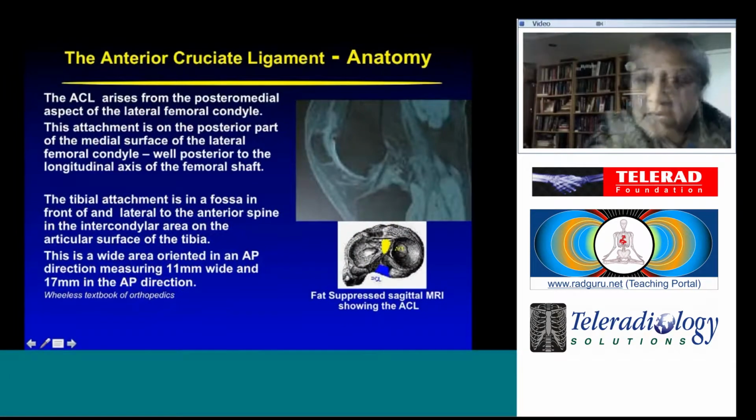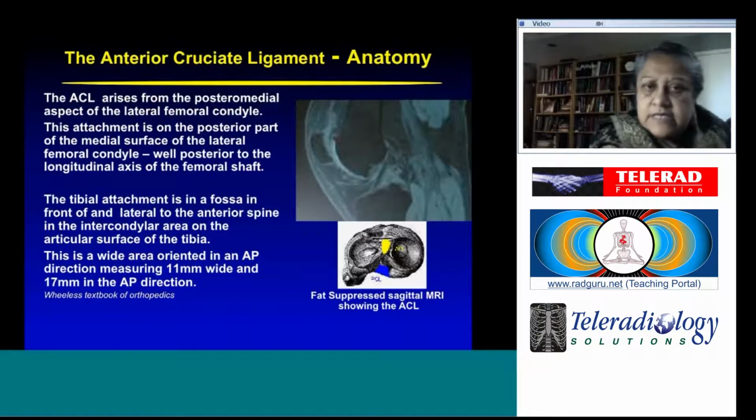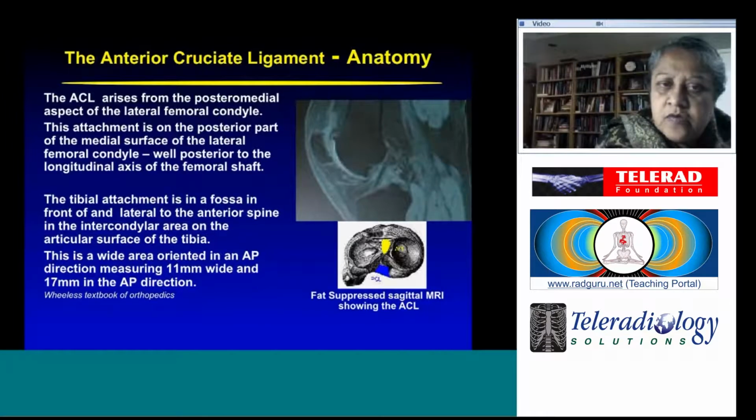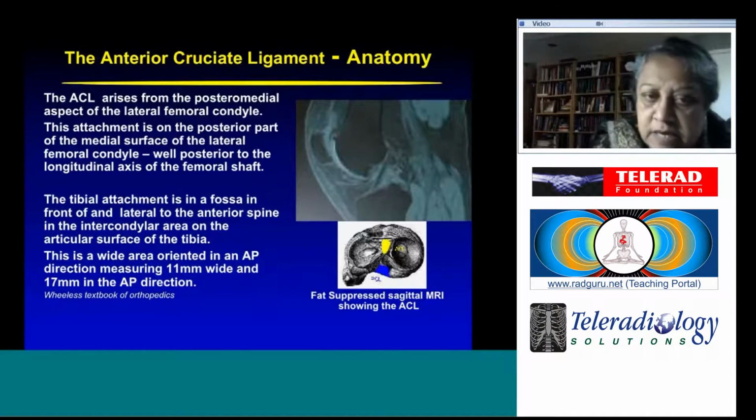Now we're going to talk a little bit about the anterior cruciate ligament anatomy. The ACL arises from the posterior medial aspect of the lateral femoral condyle. This attachment is on the posterior part of the medial surface of the lateral femoral condyle, posterior to the longitudinal axis of the femoral shaft. The reason this is really important is when we start paying attention to the function of the anterior cruciate ligament, we will understand that when it is posterior to the longitudinal axis, it is able to do its function in a remarkably efficient fashion.